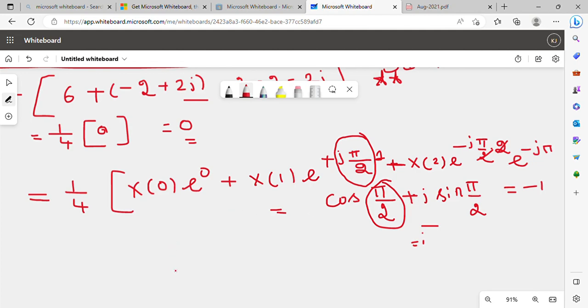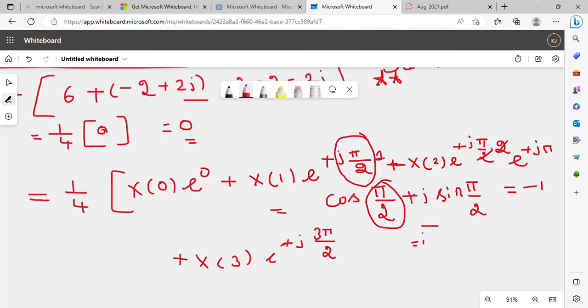And now once again it is plus x of 3 into e to the power of minus j 3 pi by 2 plus j. I'm sorry, it is plus j over here. I'm really sorry for that. It is plus j, the 3 pi by 2. Just a minute, I'll do it. Yes, 3 pi by 2. Why 3 pi by 2? Because pi by 2 into 3 is 3 pi by 2.